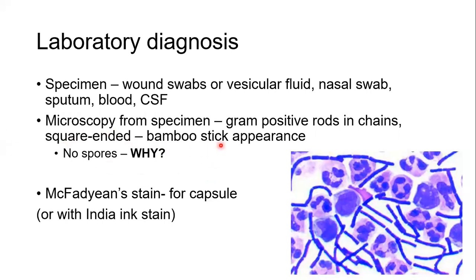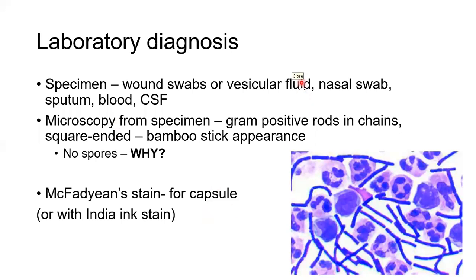Any suggestion why they do not have spores, though we said it's a spore-forming bacteria? Anyone? When do spores form? Nobody's talking. Okay. So they do not have spores at this point. If you want to know why, find out why, but you can also discuss it on Friday. Absence of nutrients. Thank you, Vivian.